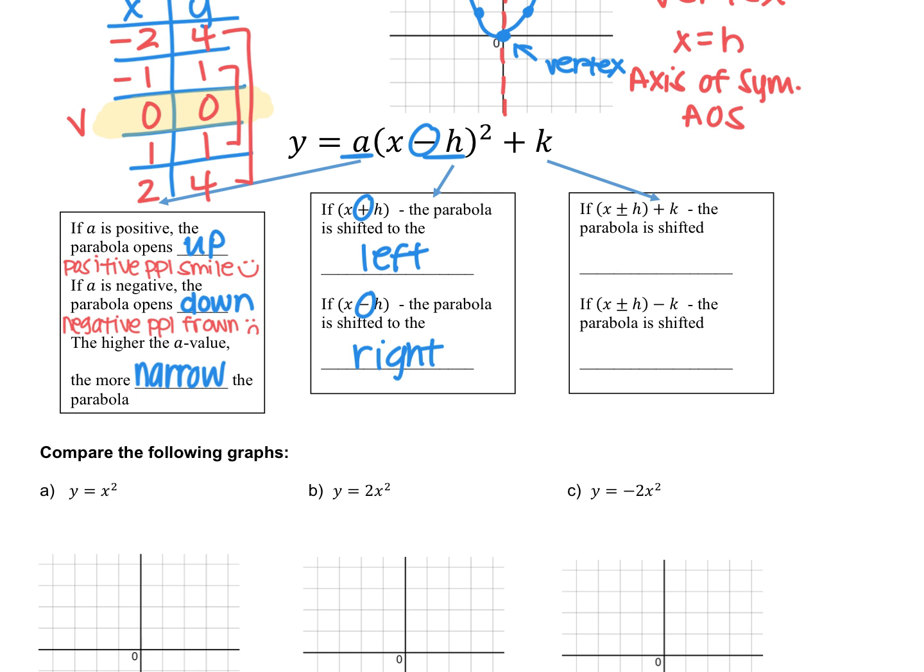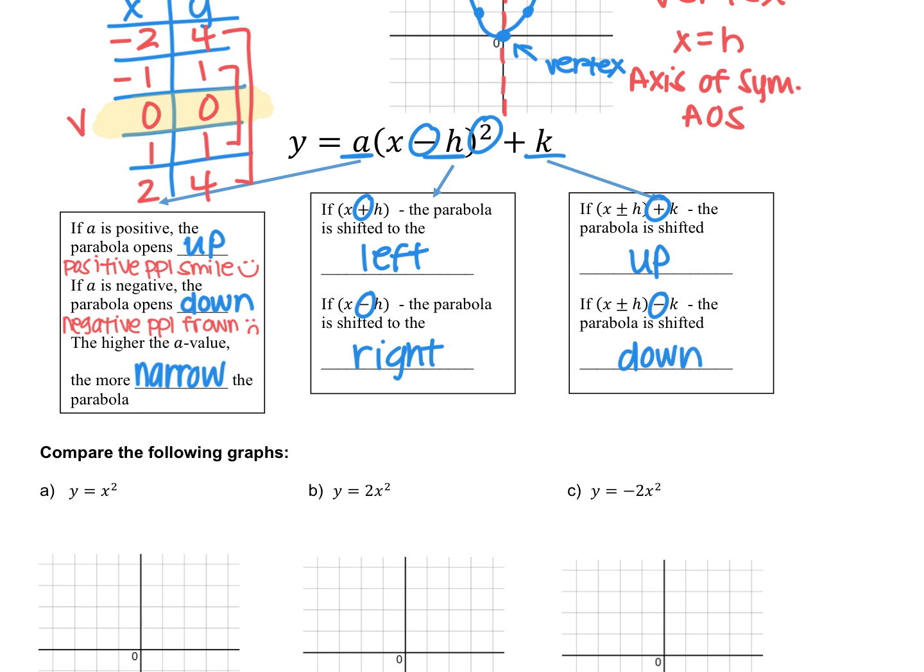And then lastly is K. K is after the squared. Okay, it's after the square. And since it's a plus K, it's going to be normal from what we normally think. If it's positive, we're going to shift up. If it's negative, we're going to shift down.